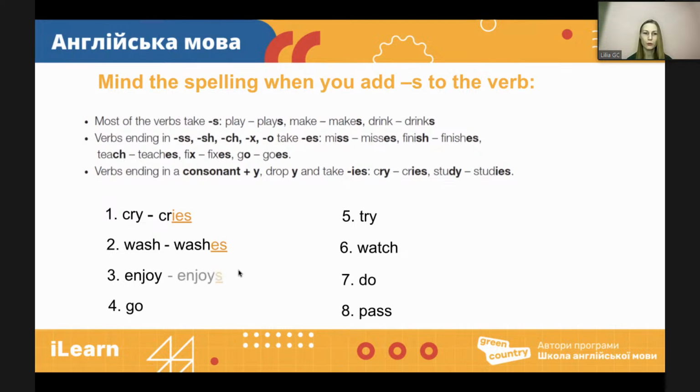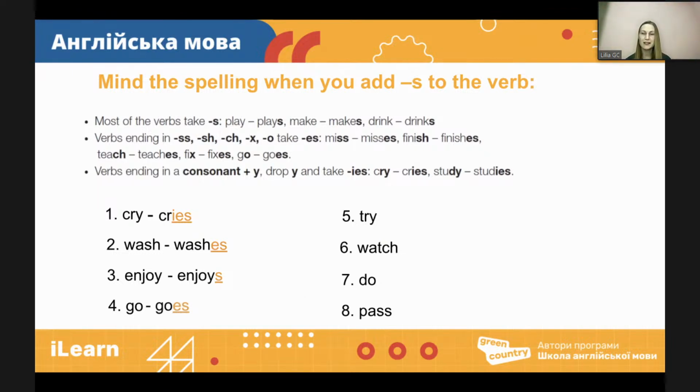Enjoys. So, should we change Y for I here? No, we shouldn't, because it is followed by a vowel. So we have the vowel first, and then it's followed by Y. If we have a consonant, приголосний, before Y, then we change it for I. If not, no changes. Okay, go, goes. I think that's something you know from the elementary school.